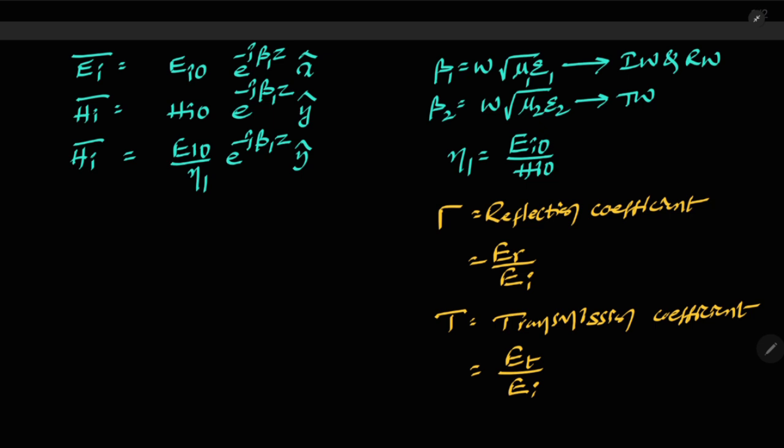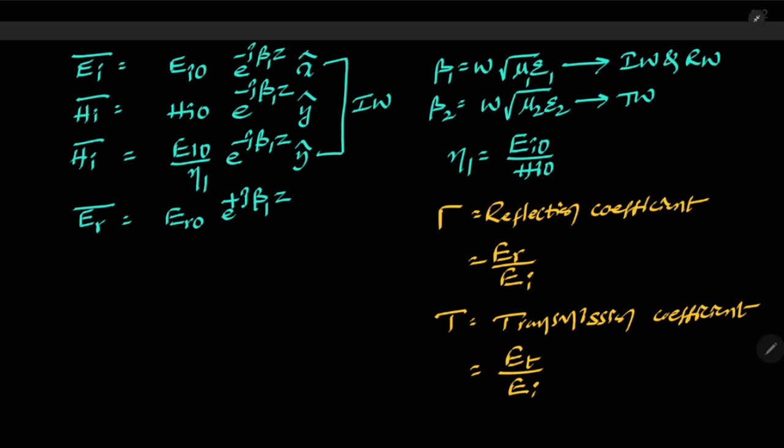From this particular gamma expression I can write Ei as Er by gamma. So the incident wave I'm not changing; this expression I can use for the incident wave. Now for the reflected wave, see carefully. The electric field of the reflected wave is Er naught into e power minus j beta 1, because it is also available in medium 1, but it is traveling in the negative z direction. That's why here I have to take a plus.